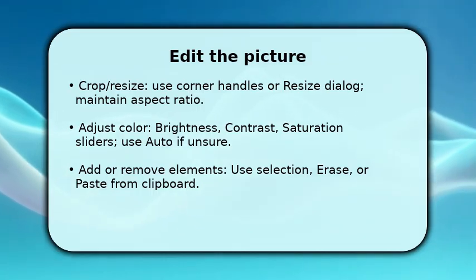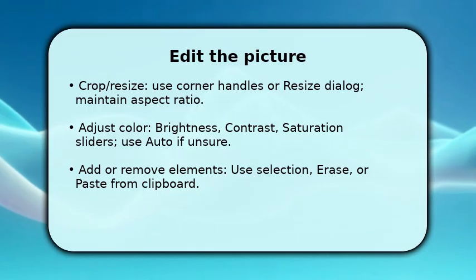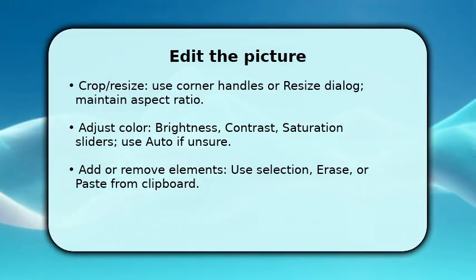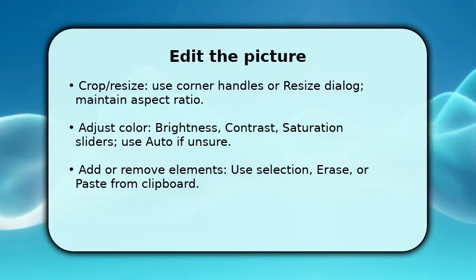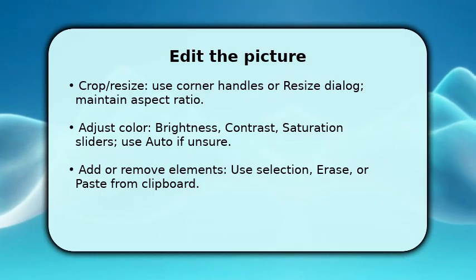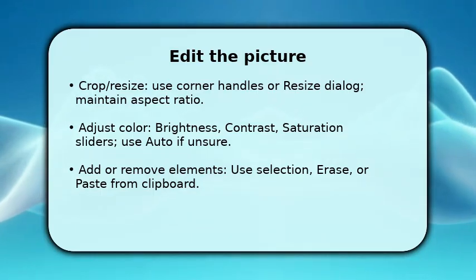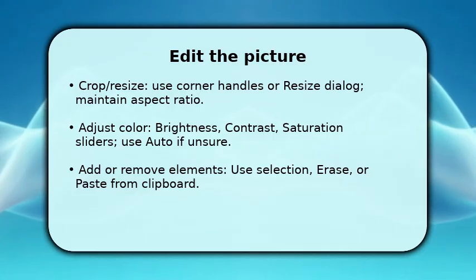Then adjust color using brightness, contrast, and saturation so the image reads clearly on screen. Auto can be a quick baseline. If you need to remove blemishes or add text, use Selection and Erase tools or paste in a new element from the clipboard. Make small changes, review them, and undo if something looks off.